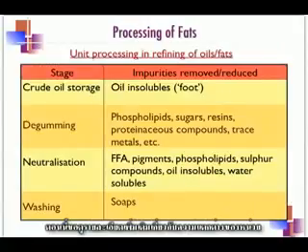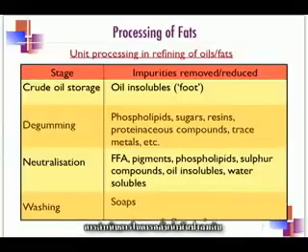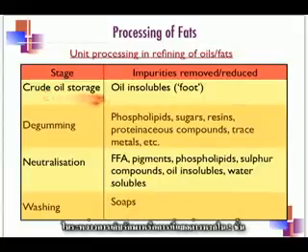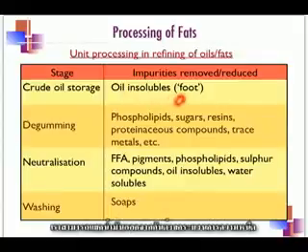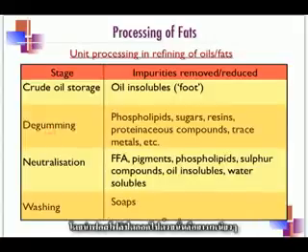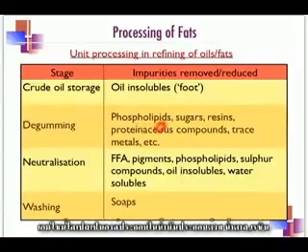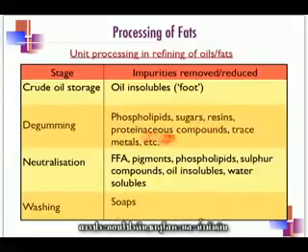Okay, now let's look in more detail at the various unit operations in the refining of crude palm oil. The crude oil usually is stored in the tank, and during storage it will separate into two layers. So the sediments, or the oil insoluble part, sometimes called foots, can be separated out from the oil. Then the degumming process will remove the phospholipid, which is the gums, the viscous component in the oil, and also other components such as sugars, resins, proteinaceous compounds, and trace metals in the crude oil.